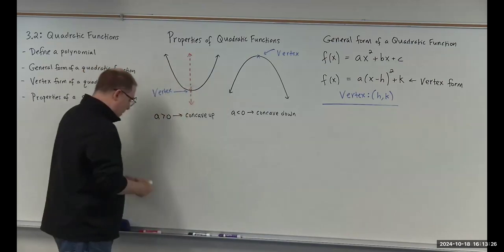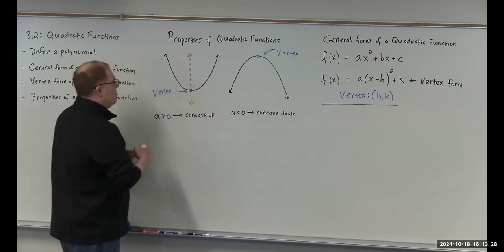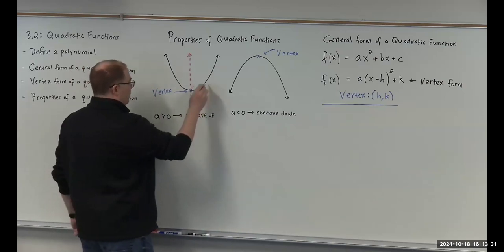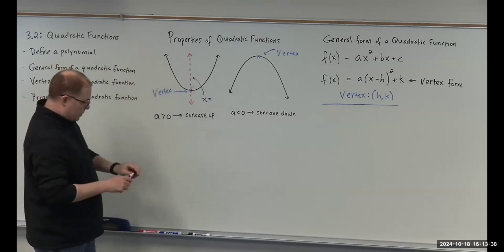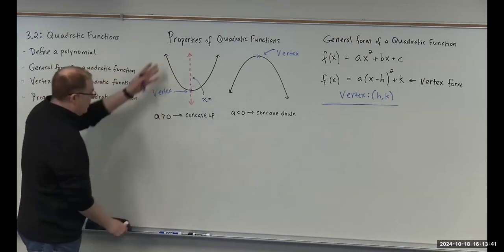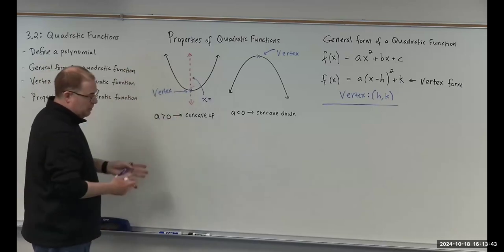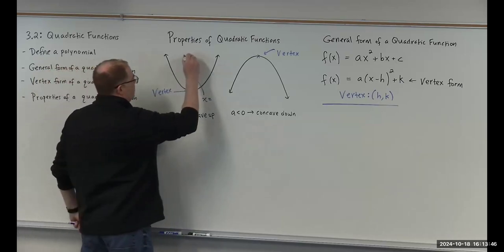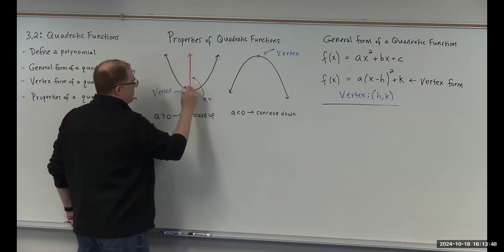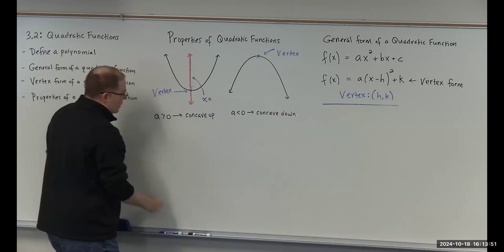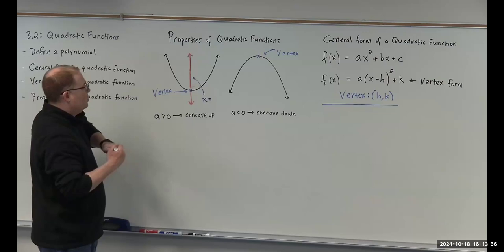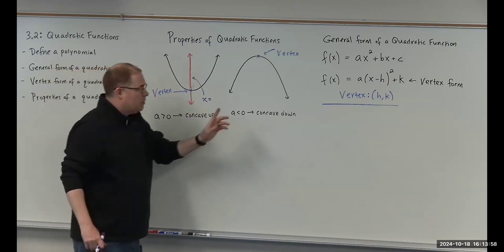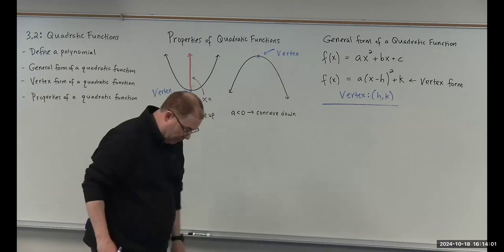And that axis of symmetry can be described by this equation. Because it's a vertical line. I know I put dash marks here, but in fact, I'll just go ahead and change it to be a line just to make sure there's no confusion. So the line of symmetry is going to be x equals whatever the h value is.